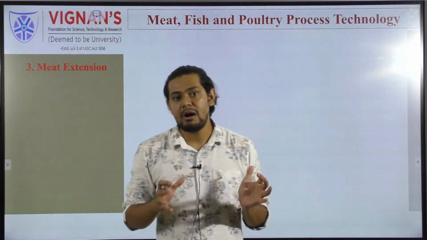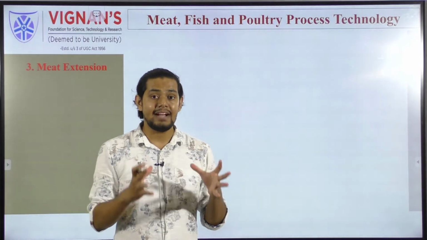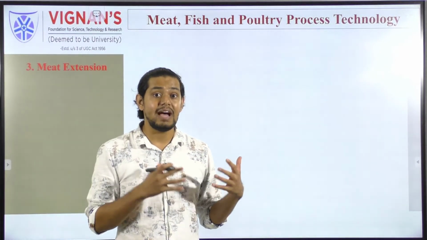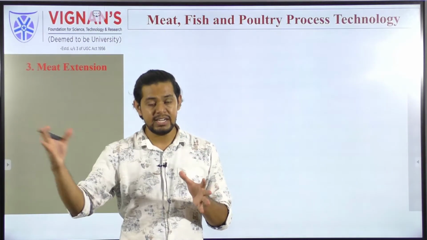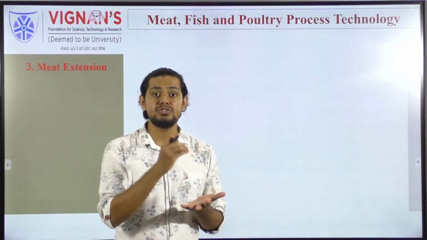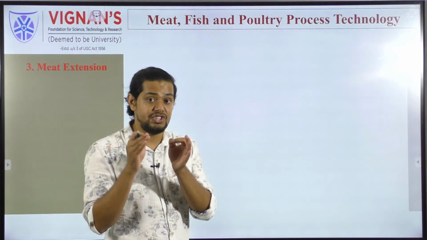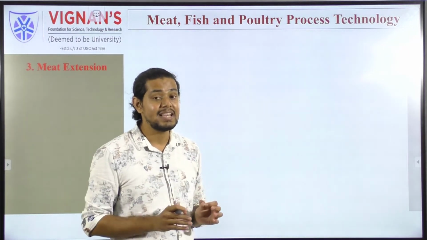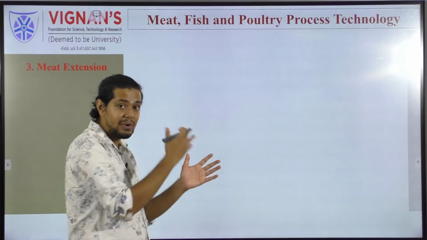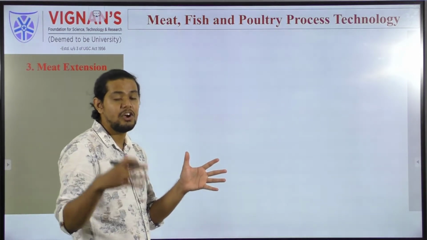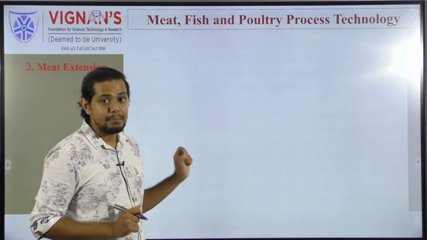Whenever we are talking about meat extension, the one thing that we have to be aware of is that meat processing actually involves a lot of non-meat items as well. If we want to process a particular meat into a different product, it generally involves the use of a lot of non-meat food items. These are generally termed as extenders. Let us try to understand what extension means and how it impacts the quality of the product and the palatability characteristics of the meat product.